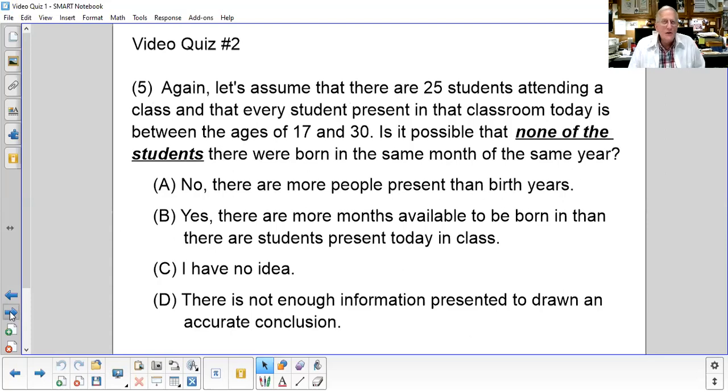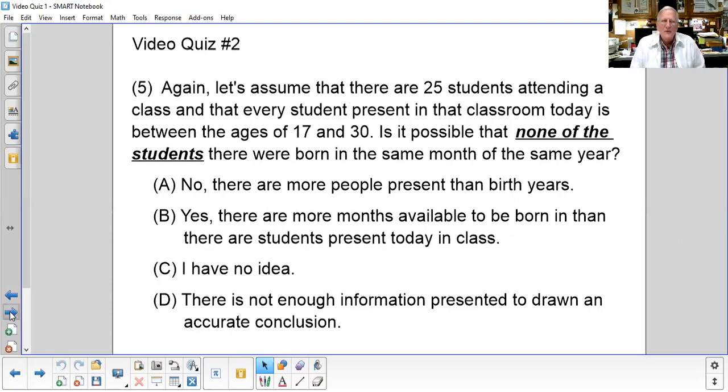Again, let's assume there are 25 students attending a class and that every student present in the class today is between the ages of 17 and 30. In other words, their ages span over 14 years. Is it possible that none of the students there were born in the same month of the year? Of the same year, that is.